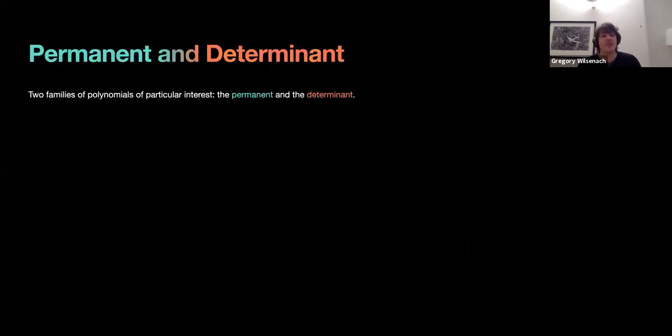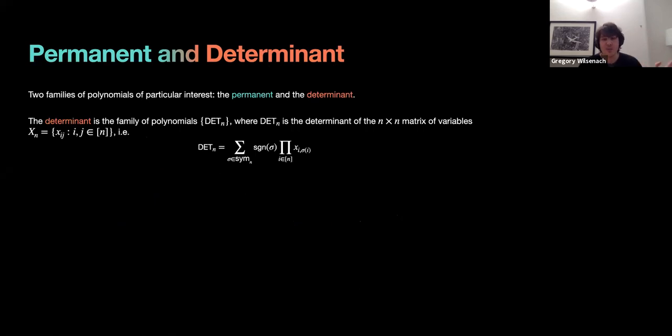Now, in this context, there are two families of polynomials that are super important, the permanent and the determinant. You've all probably heard of the determinant, but I should at least describe how we think of it as a family of polynomials. Here, we define for each n some polynomial det n, which is just the determinant of an n by n matrix of variables. So we have some matrix of variables, X n, where each variable is just x ij. And the determinant is defined the normal way, exactly how you're used to it in linear algebra.